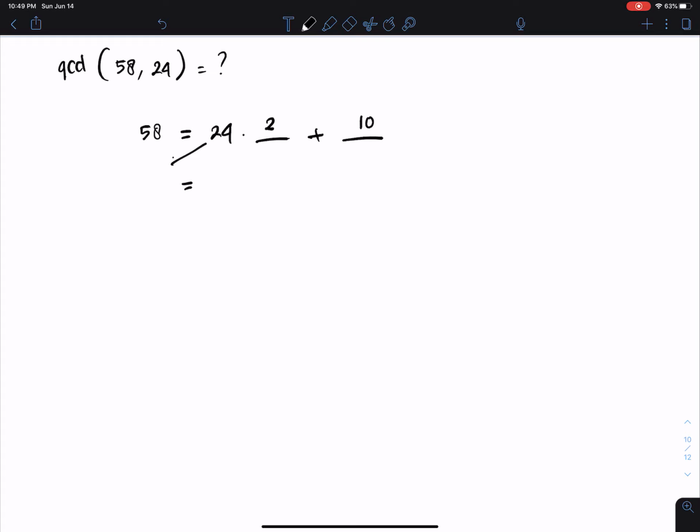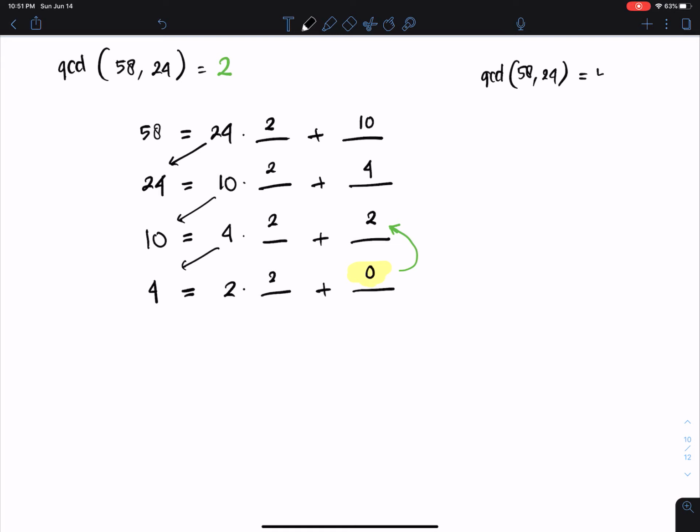So what is the GCD? As I mentioned earlier, this GCD is the one before the 0. So 2. So we already got that the GCD is 2 here. Now, based on the Euclidean algorithm, we have GCD of 58 and 24. Then there must be x and y so that 58x plus 24y is satisfied, while the GCD we already have is 2.